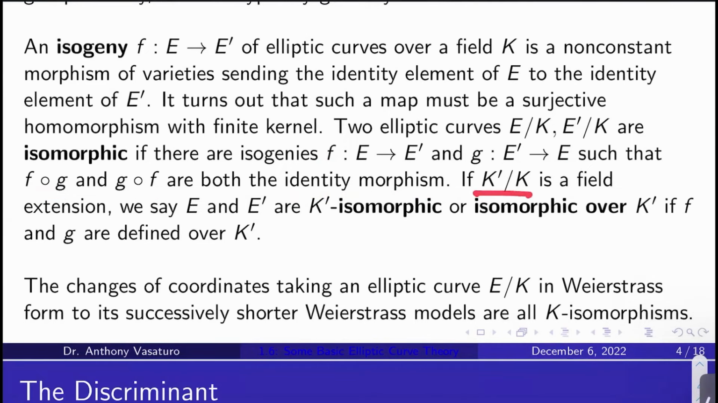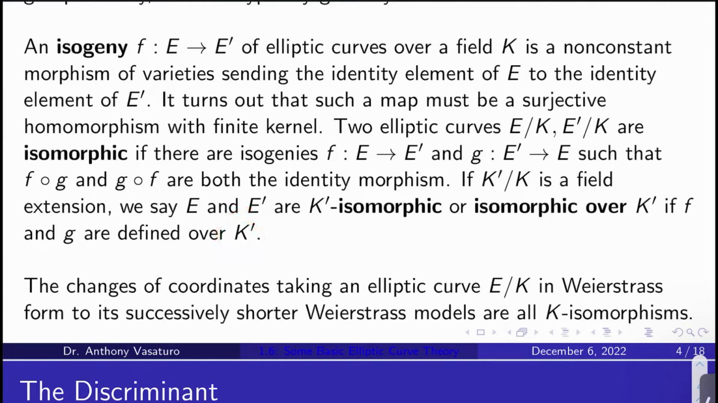If K prime over K is a field extension, we'll say E and E prime are K prime isomorphic, or isomorphic over K prime, or K prime isogenous, or isogenous over K prime for that matter, if F and G are defined over K prime.